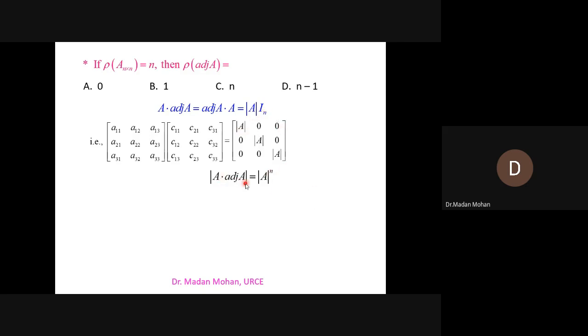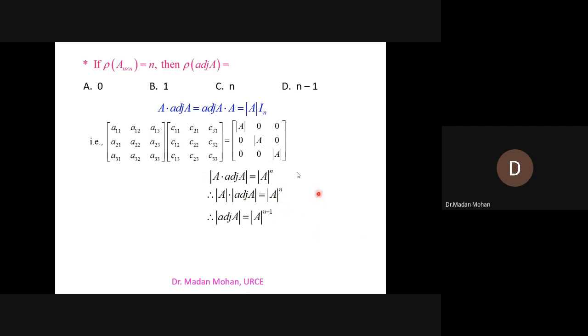Now, det AB is det A into det B. So this can be written as det A into determinant of adjoint A, the left side. Therefore, determinant of adjoint A is det A power n minus 1. Already explained this to you previously also. Det A power n minus 1, because det A is a number.